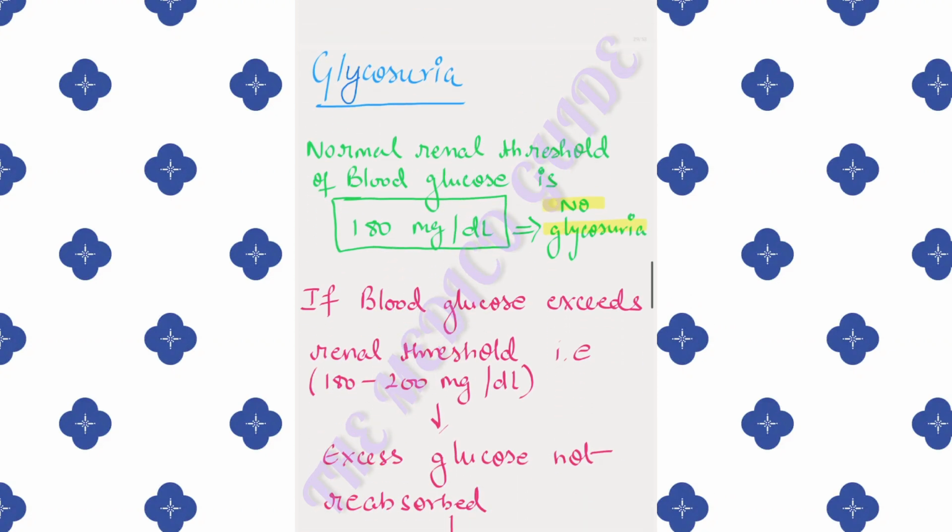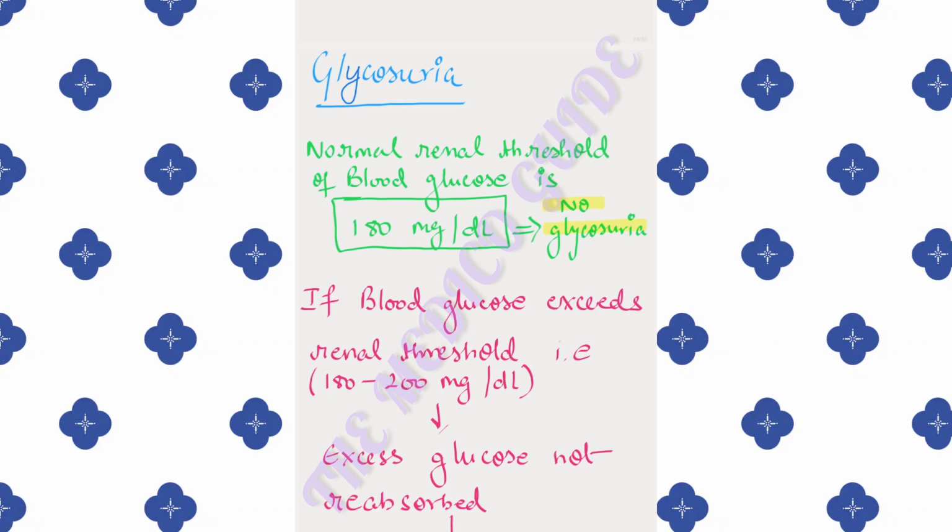Now, students, we are going to talk about glycosuria as a condition in which there is abnormal excretion of glucose in the urine. Talking about the same, first we need to know the normal renal threshold of blood glucose, which is 180 mg per dl, above which there is abnormal excretion of glucose in the urine, and it is called glycosuria.